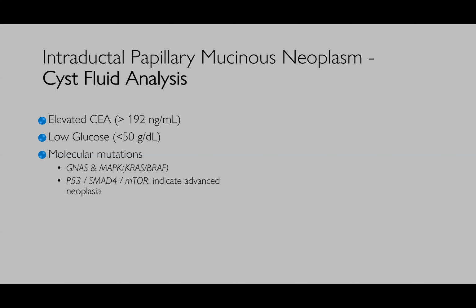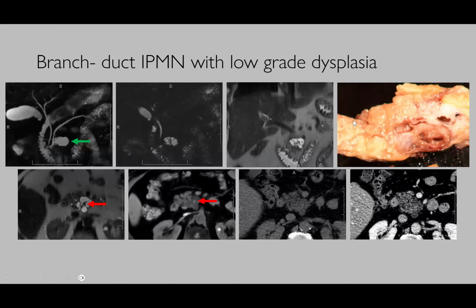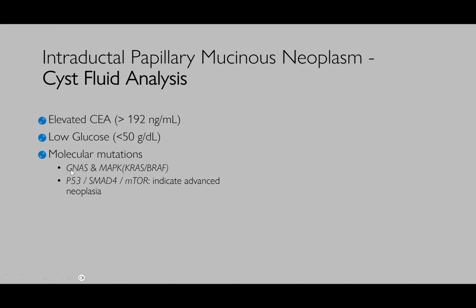And of course, we do come across some situations where we are not confident about the diagnosis, or you're worried that there may be underlying advanced neoplasia, and we go for endoscopic ultrasound-guided assessment along with cyst fluid analysis in these patients. The findings that we expect to see, it's a mucinous neoplasm, so you expect to see elevated CEA, typically more than 192. Glucose level should be low, typically less than 50. And when we are looking at molecular mutations to diagnose this lesion as an IPMN, we are mainly looking for presence of the KRAS mutation and GNAS mutation.